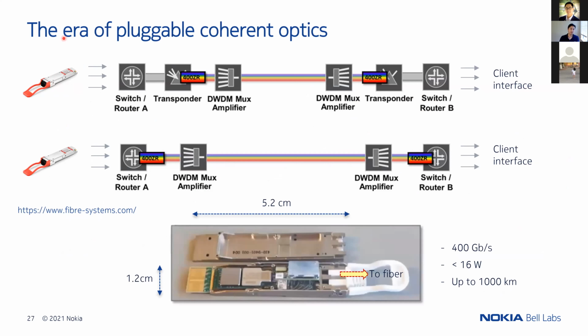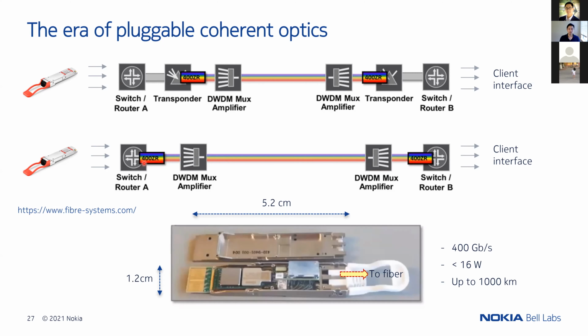We are entering the era of pluggable coherent optics. Like I said, we want to connect the router to that router, and we want to remove the transponder board. We can do that if the coherent transceiver is small enough, so we can put it into the pluggable module. So we can plug it directly into the switch.